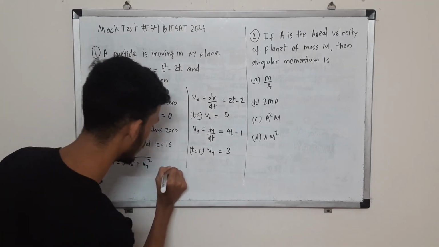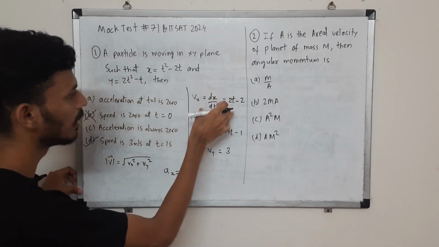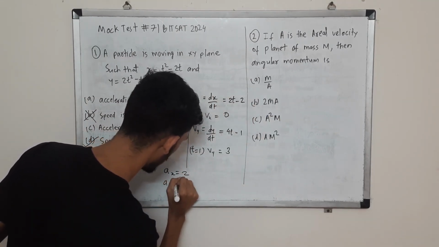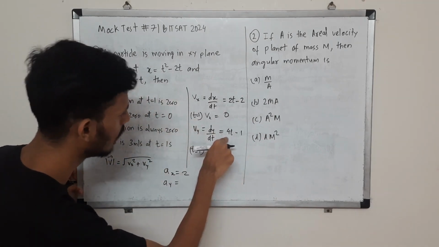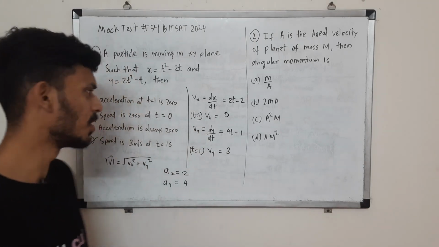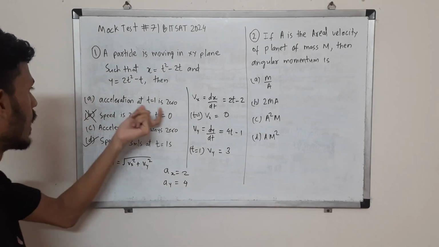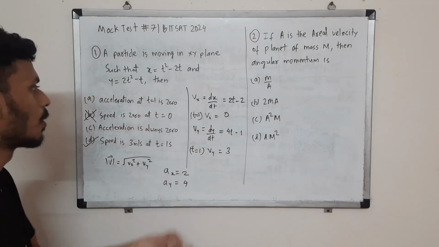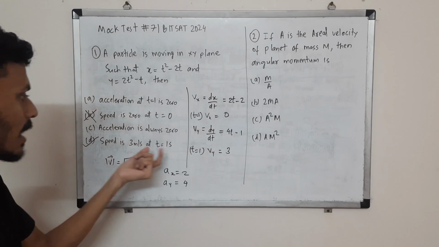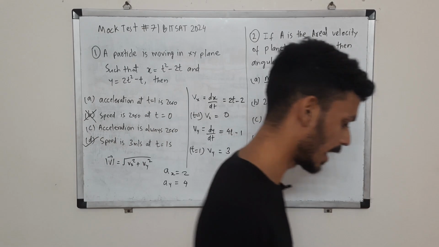You can also check for acceleration if you're not convinced. Acceleration in the x direction, if you differentiate the velocity again with time, you'll get 2, right? And acceleration in the y direction, if you differentiate this again, you'll get 4. So you can see that the acceleration is non-zero; it's never 0, it's constant. Yes, speed is 3 meters per second. That is the correct choice. At t is equal to 1 second, we saw that speed is 3 meters per second. So that's about this question.